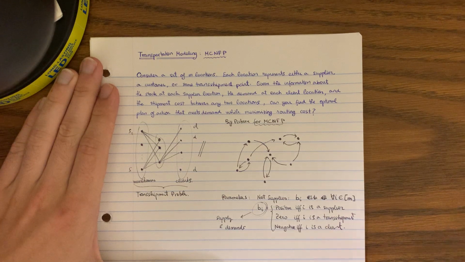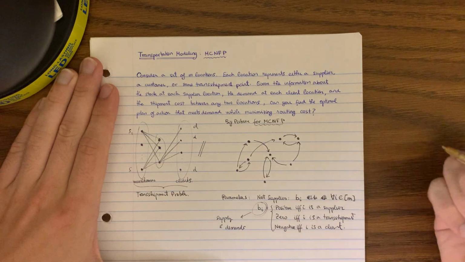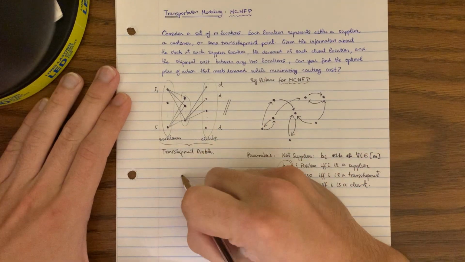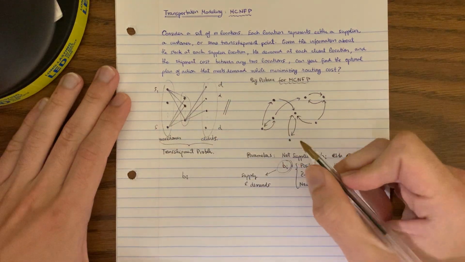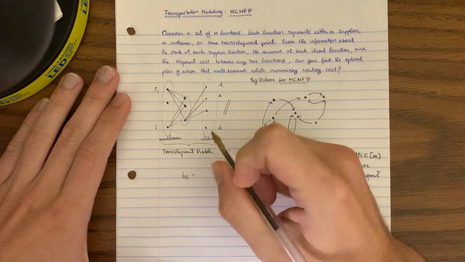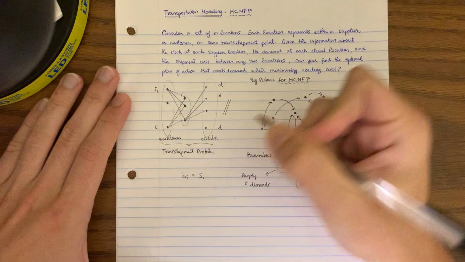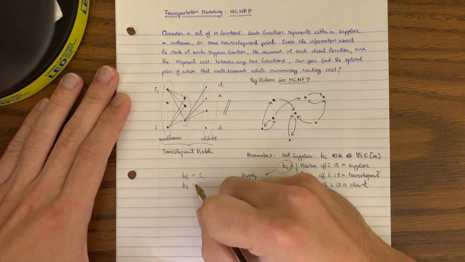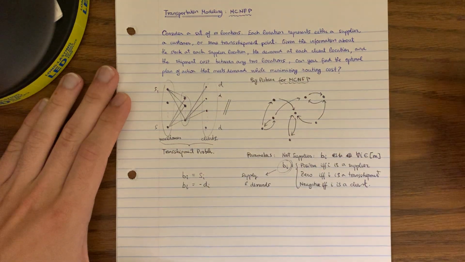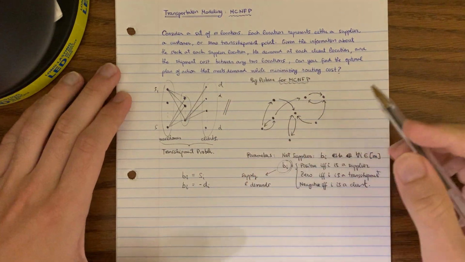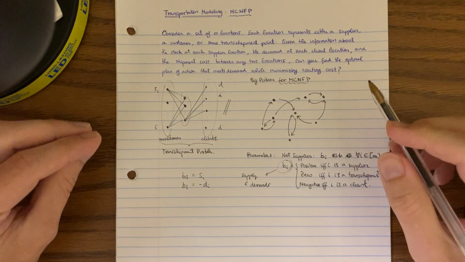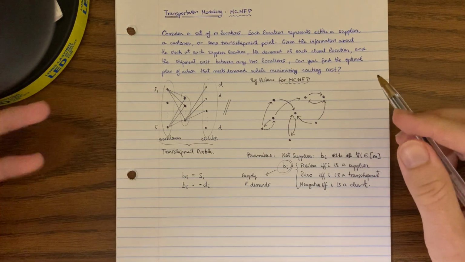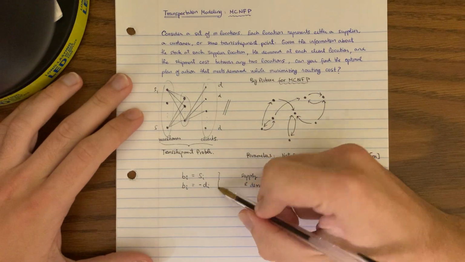Right? So essentially, you could think of it as BI. It's going to be equal to the supply, but BI would be equal to the negative demand, right? If the demand at a client was 30, then the net supply would be negative 30, right? I think that's clear. Okay.